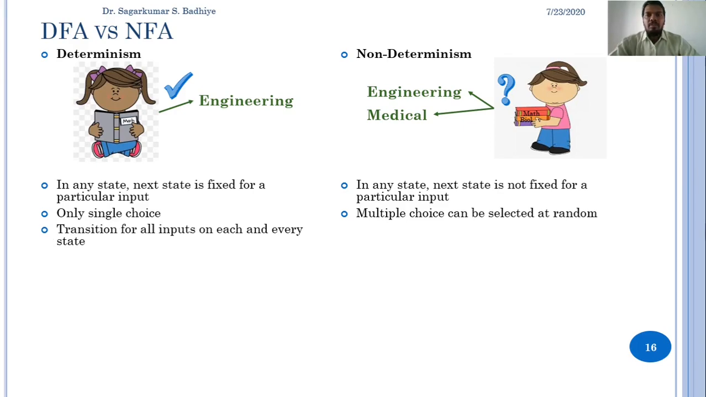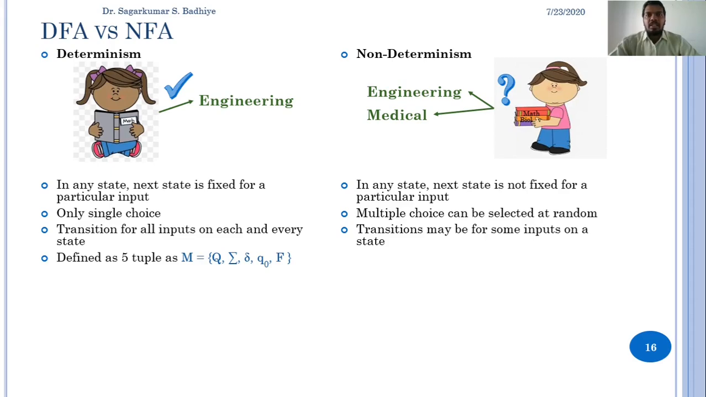Transition for all inputs on each and every state is a must in case of deterministic finite automata. Whereas transition may be for some states, some inputs in case of non-deterministic finite automata. It is not necessary to show all transitions on all inputs for every state in the non-deterministic finite automata.